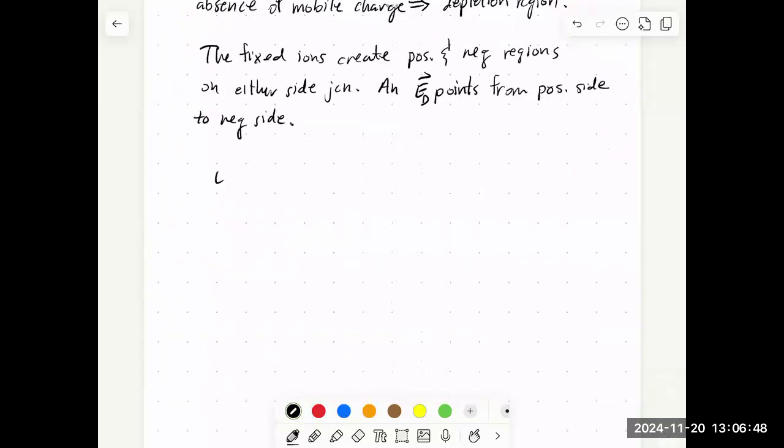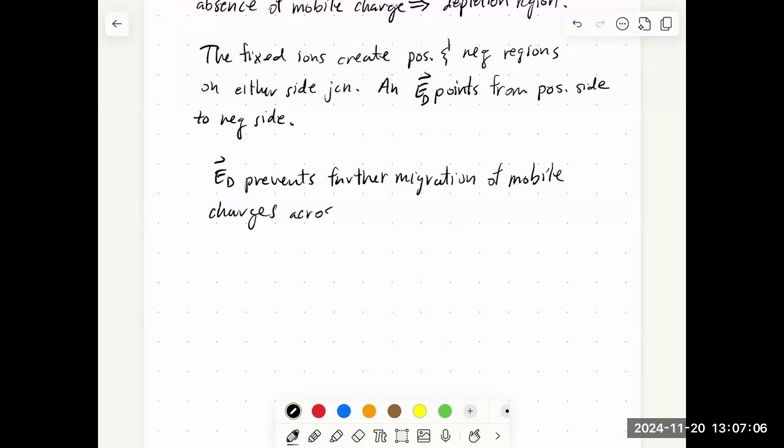Okay, so this electric field prevents further migration of mobile charges across the junction.